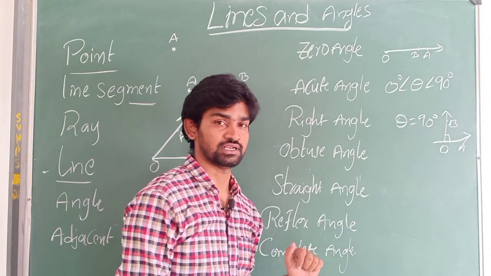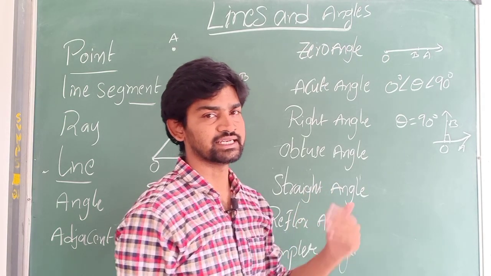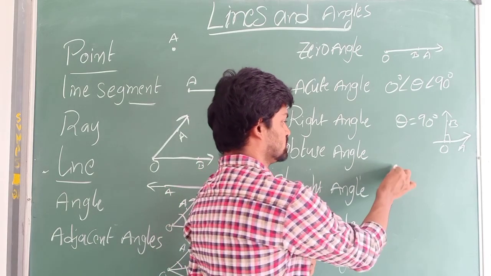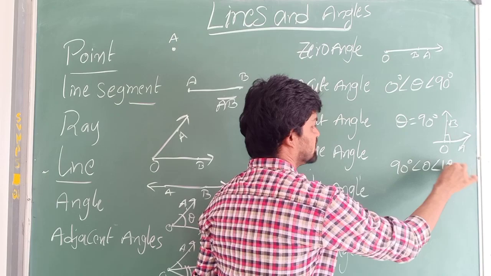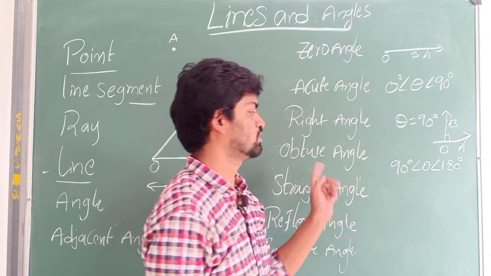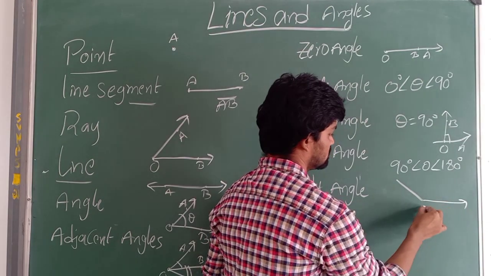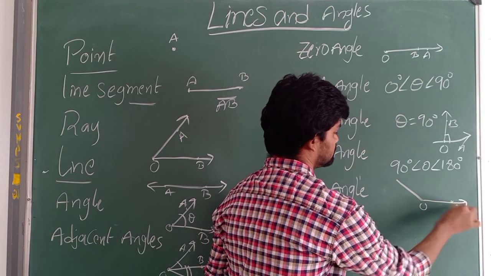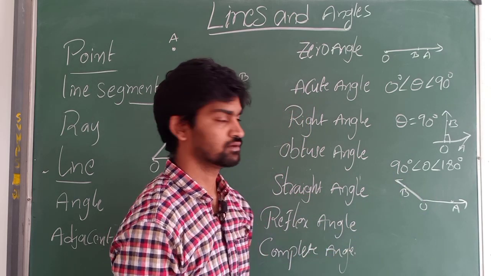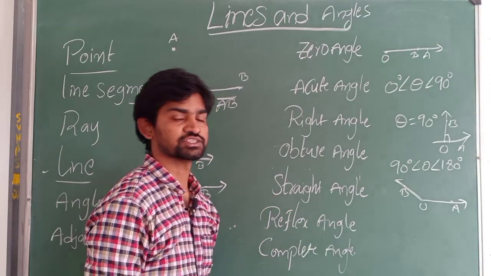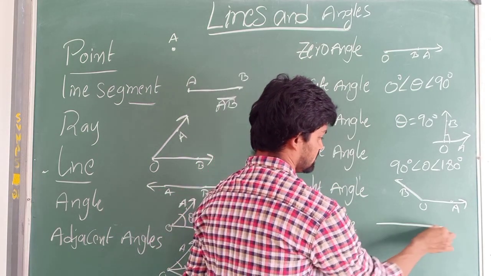Next, obtuse angle. An obtuse angle is an angle which lies in between 90 degrees and 180 degrees. So an angle which lies in between 90 degrees and 180 degrees is called an obtuse angle. An obtuse angle will be like this. This is OB. It is more than 90 degrees. Next, straight angle. A straight angle is an angle which is exactly 180 degrees.